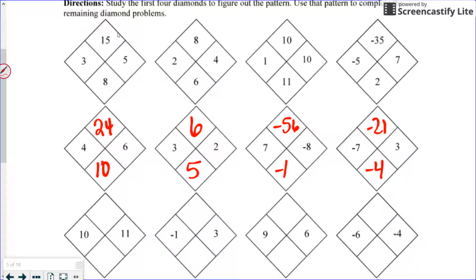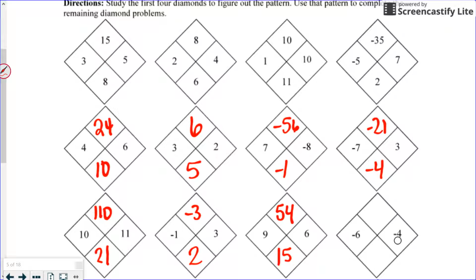Next row, 10 times 11 is 110. 10 plus 11 is 21. Negative 1 times 3 is negative 3. 3 minus 1 would be 2. 9 times 6 is 54. 9 plus 6 is 15.